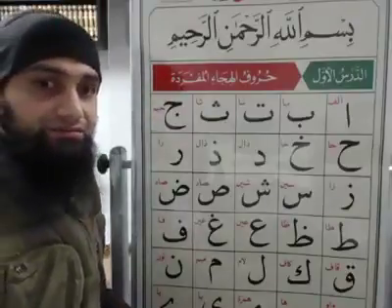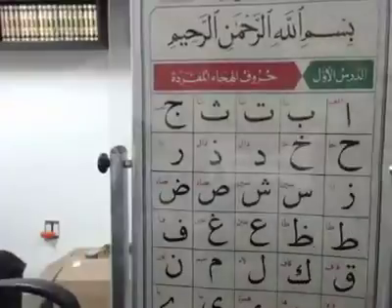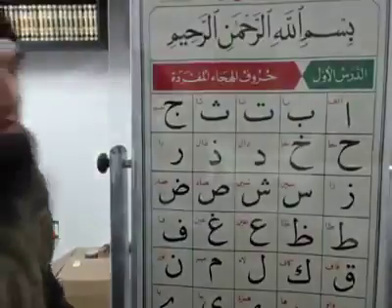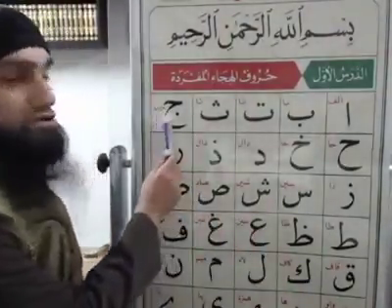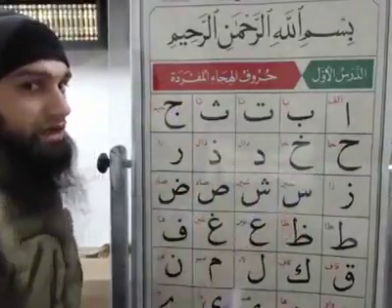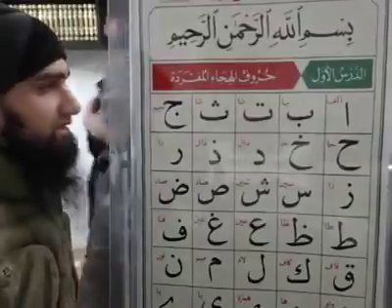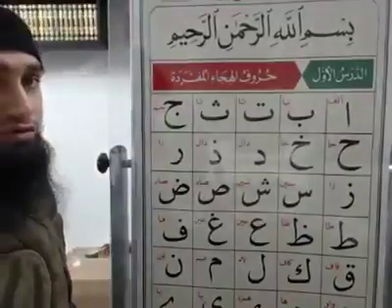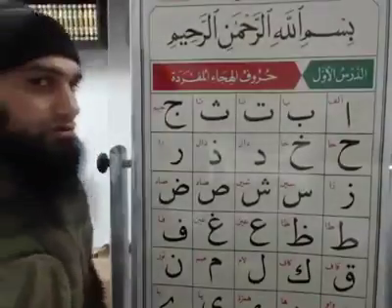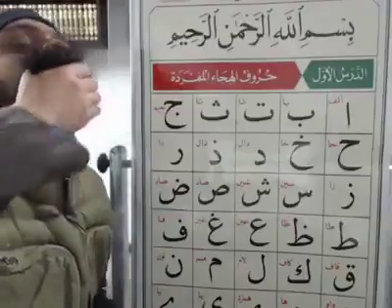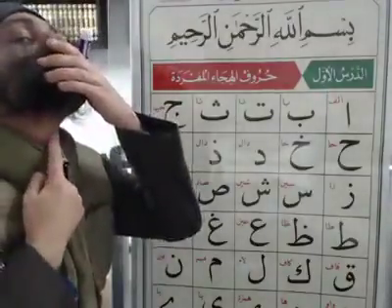Okay, now next letter. The next letter looks like Jim, but has no dot. Jim has a dot on the bottom, but this has no dot. Okay. Now this letter is also a light letter, ends with alif, so you're going to make it long. Comes from the middle of the throat. The middle of the throat. Okay. My beard is blocking. Okay. The middle of the throat.